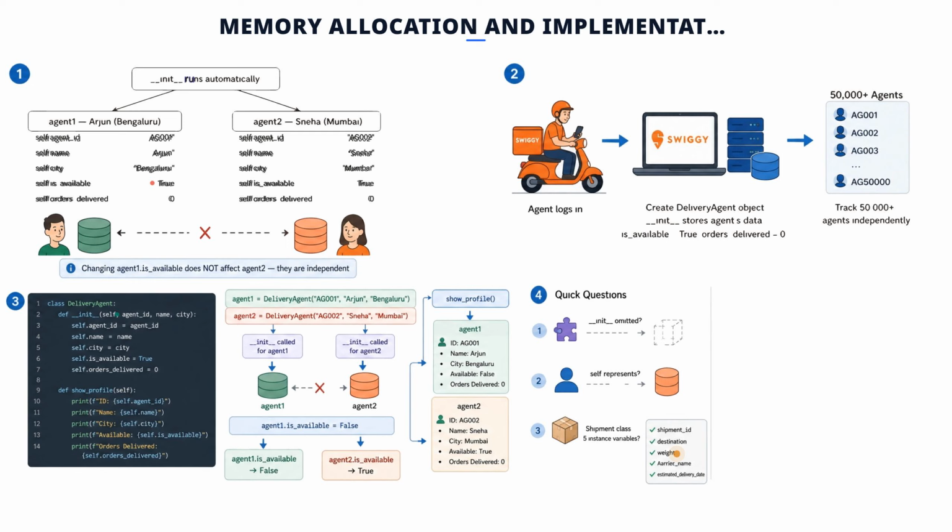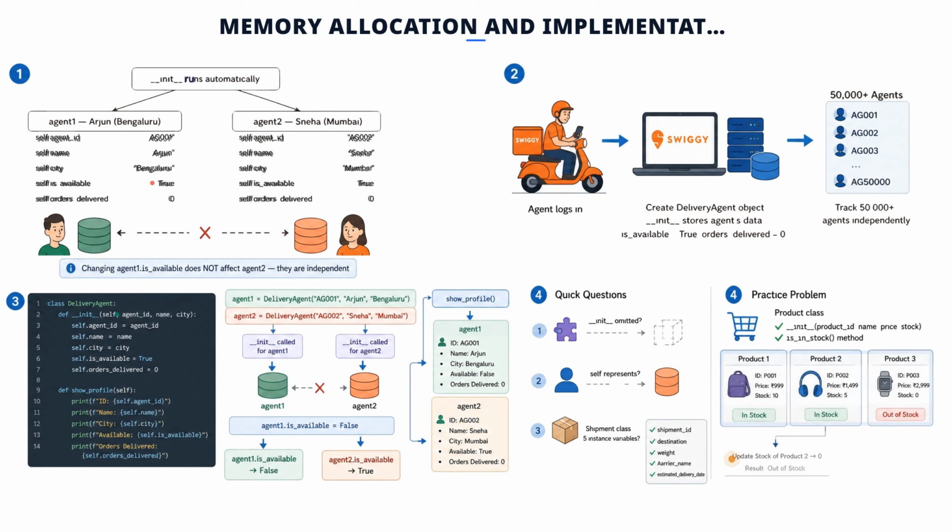The ultimate payoff for understanding these concepts is your ability to build highly structured, scalable systems. For practice, try constructing a product class for an e-commerce platform. Make sure your initialization method can accept product ID, name, price, and stock. You can then add an isStock method to check if the inventory is greater than 0. If you test this by creating 3 different products and changing one stock level to 0, you will clearly see the true power of independent object states. Building objects this way gives you total control over complex data.